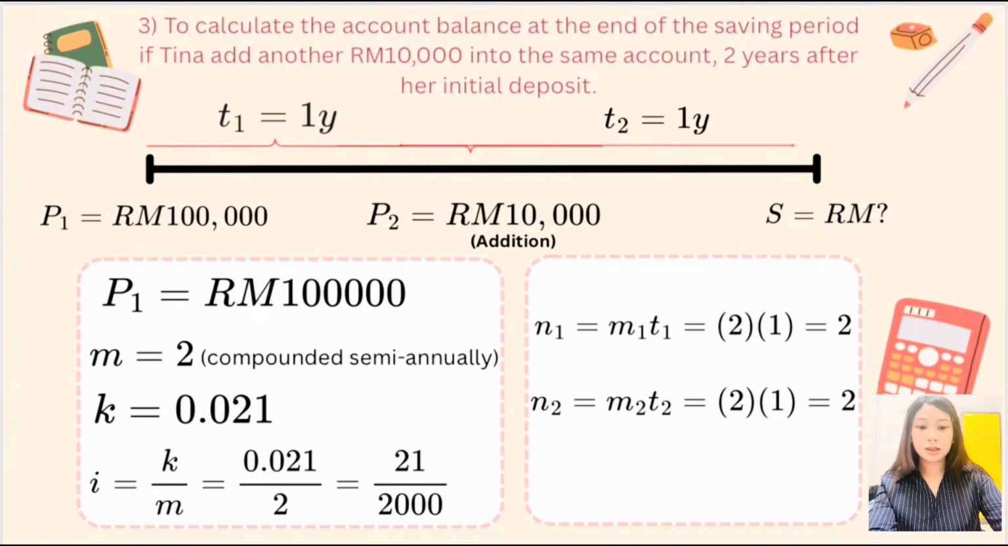T1 equals 1 year, T2 equals 1 year. P1 equals 100,000 ringgit. Additional deposit P2 equals 10,000 ringgit. M equals 2, K equals 0.021, I equals K divided by M equals 0.021 divided by 2 equals 21 over 2000. N1 equals 2 times 1 equals 2. N2 equals 2 times 1 equals 2.